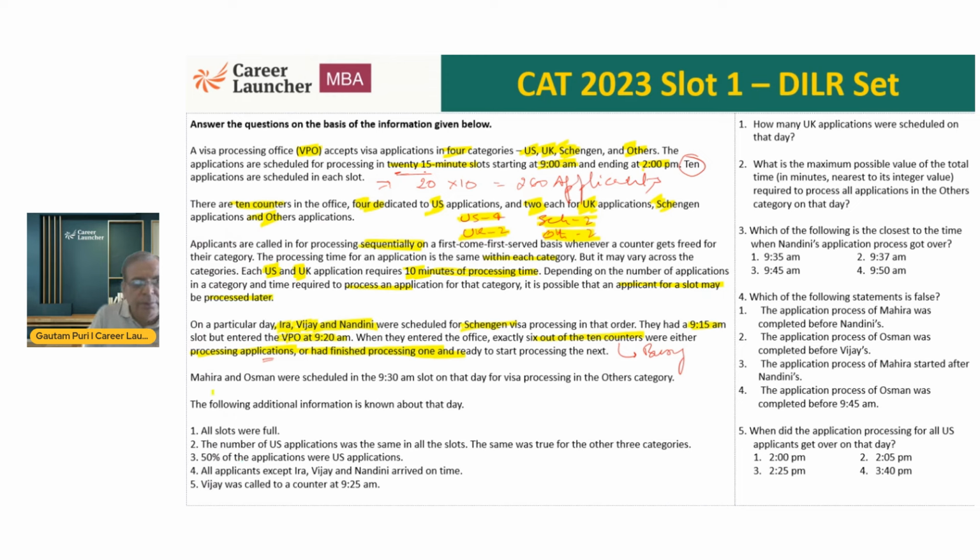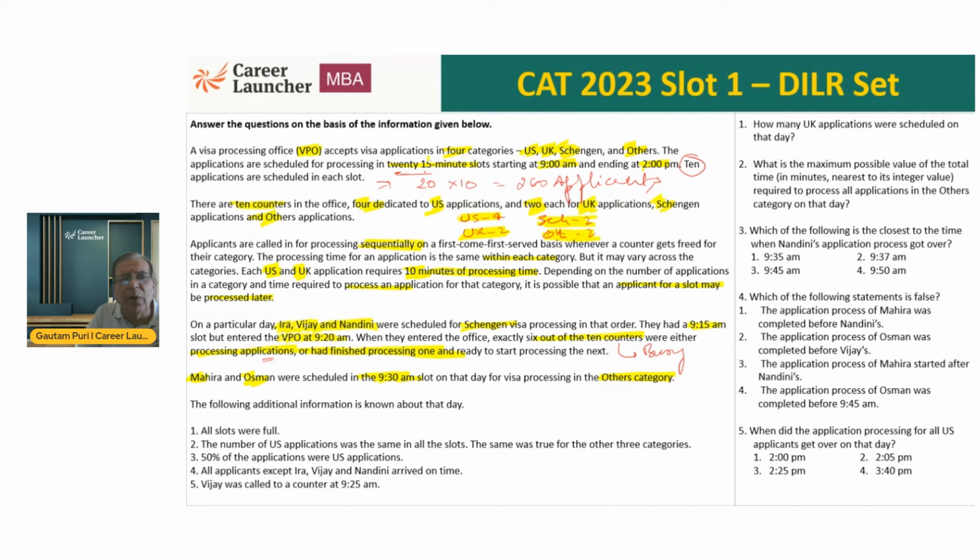Next, Mahira and Osman were scheduled for 9:30 a.m. on that day for visa processing in the others category. Mahira and Osman at 9:30 a.m. in the others category. Okay. So what is the information we have got?